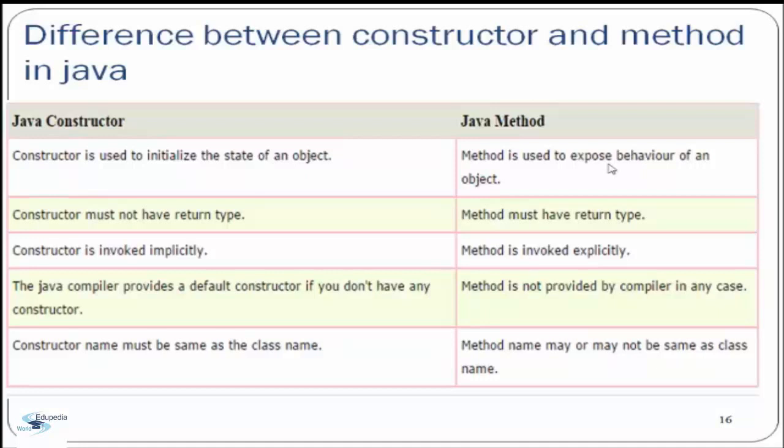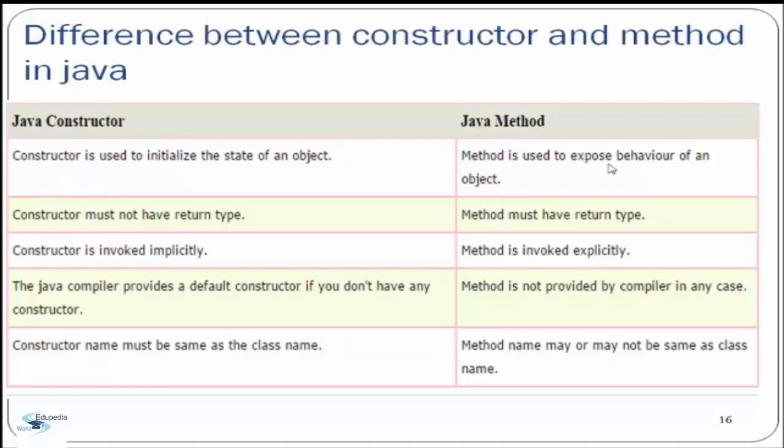Fine. A constructor must not have a return type, whereas a method must have a return type. I won't say must, you can have void, but then again void is a return type. So a method must have a return type. But a constructor must not have a return type, not even void. Fine. A constructor is invoked implicitly. So that means you cannot invoke your constructor yourself. It is invoked implicitly whenever you create an object. A method is invoked explicitly. So you have to call the method using an object.